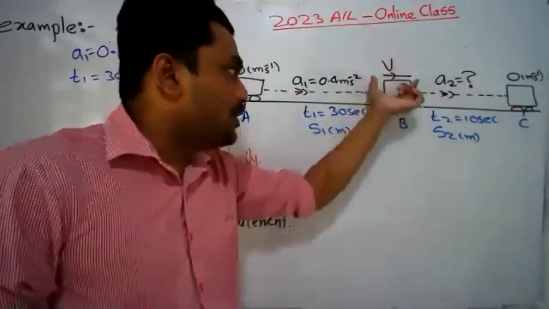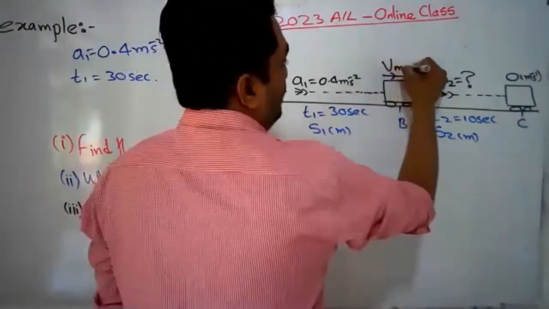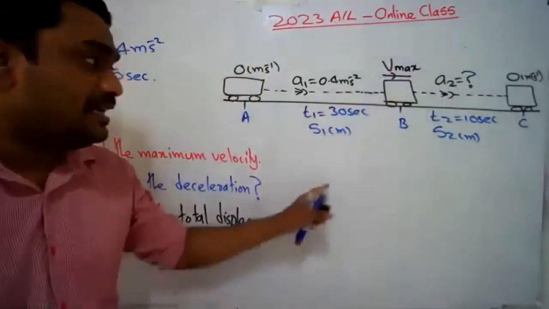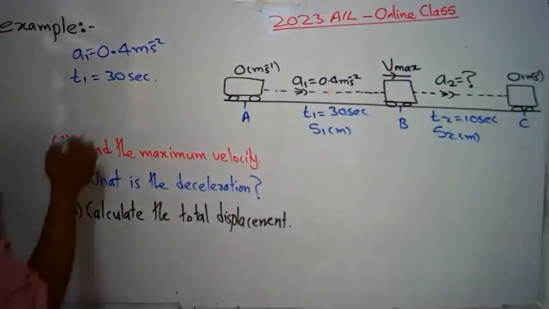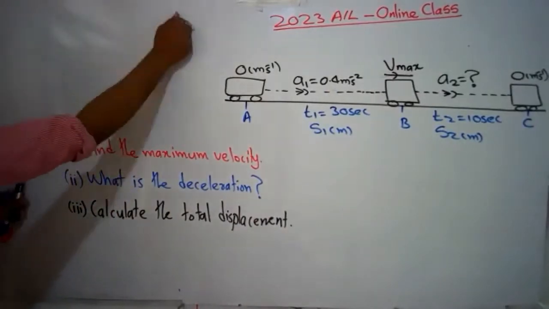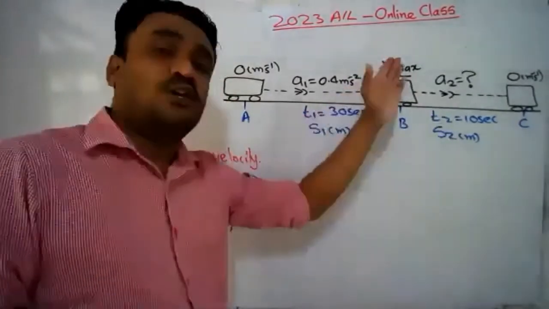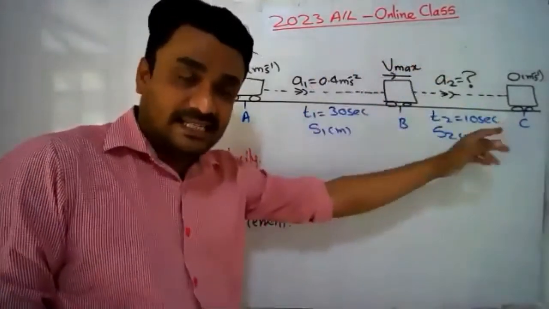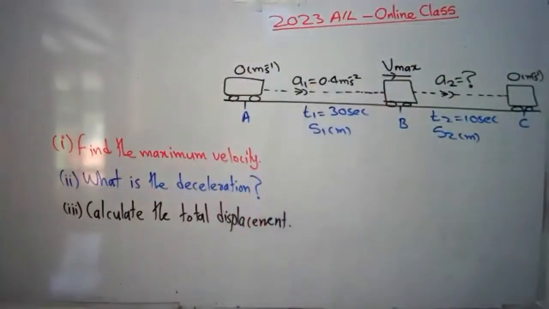So it means at point B, the vehicle has its maximum velocity. Please mark: velocity of the vehicle is maximum at point B. That's the first thing that you should recognize, right? Velocity is maximum at point B because from A to B velocity increases and from B to C velocity decreases. Therefore, the velocity will be maximum at point B. So please mark it.